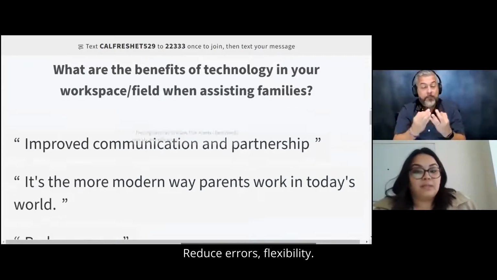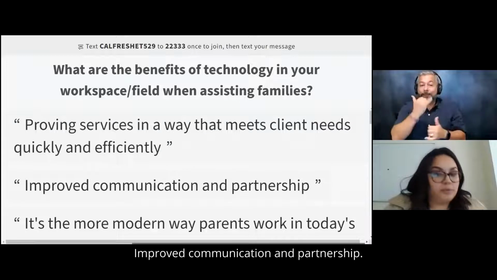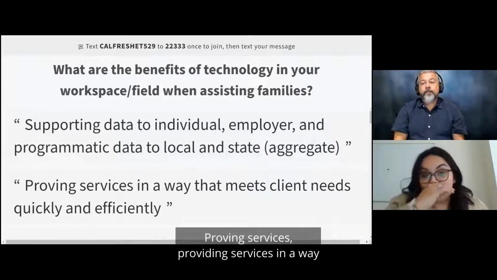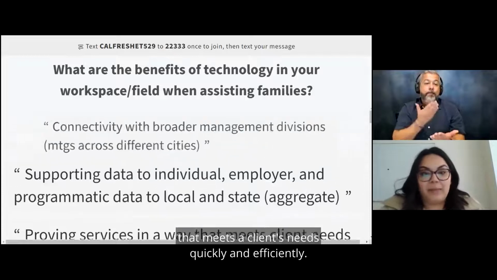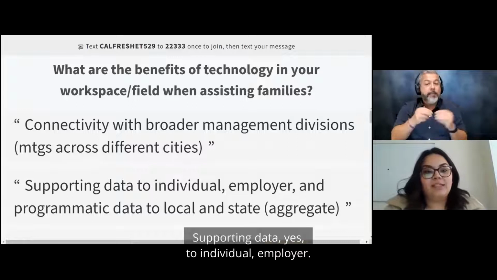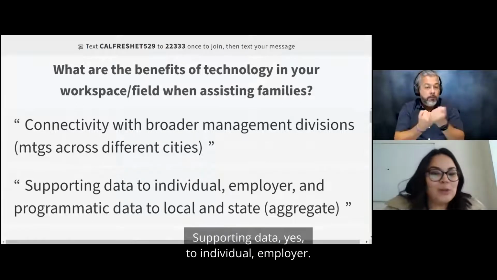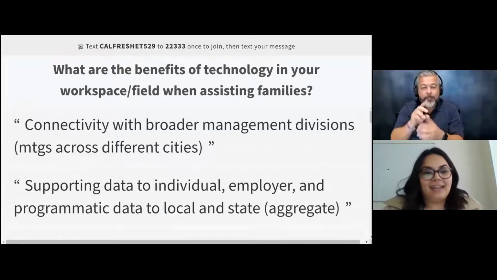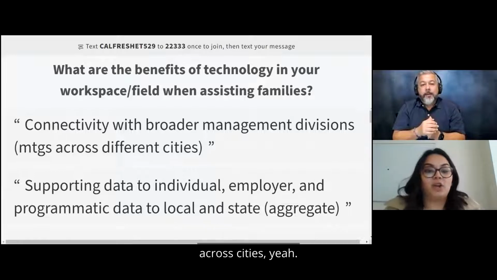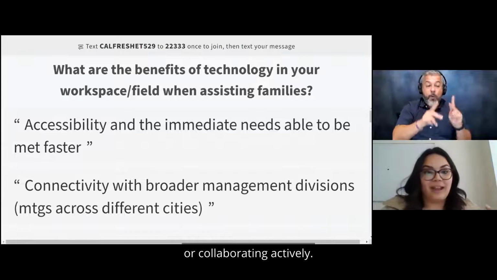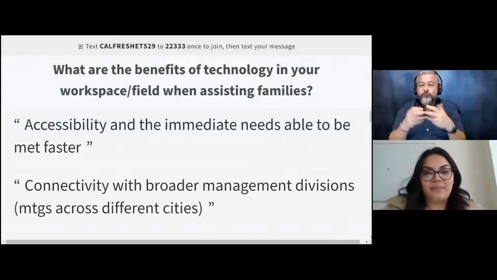Reduce errors, flexibility, yeah. Improved communication and partnership. Yeah. Providing services in a way that meets clients' needs quickly and efficiently. Supporting data, yes, to individual, employer, yeah, aggregate data. Connectivity with broader management divisions across cities, yeah, combining folks that normally aren't combined or collaborating actively, definitely.